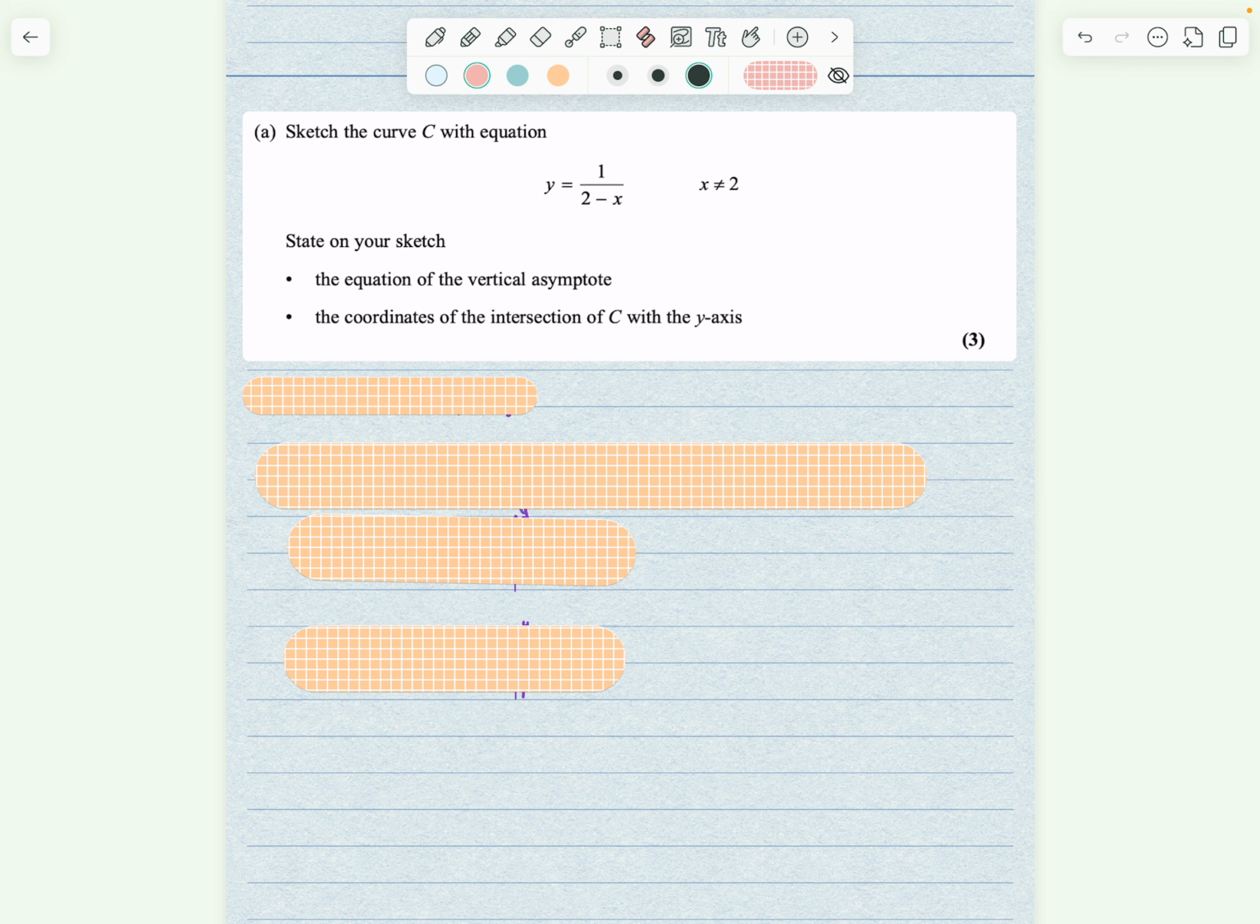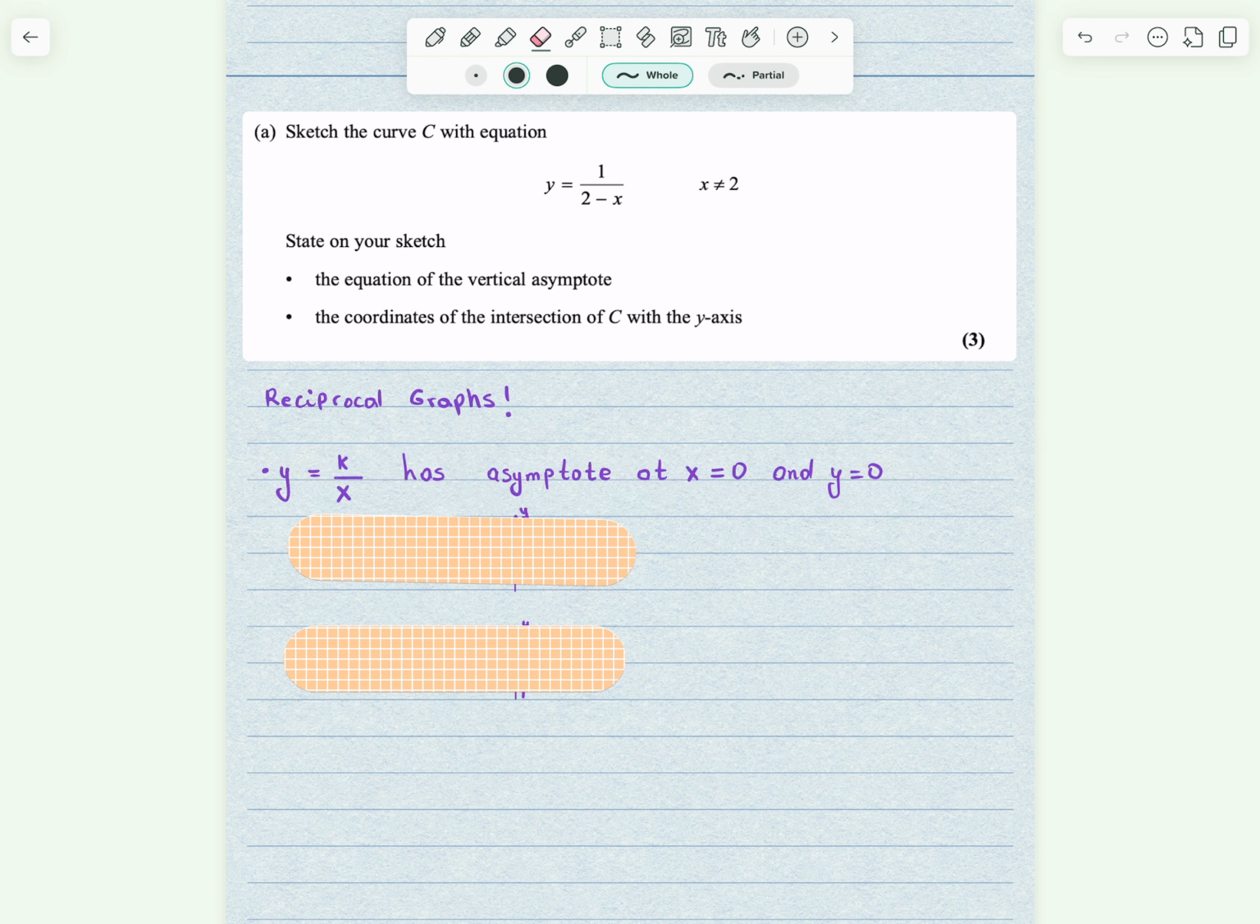Number 6, this question is about reciprocal graphs. Reciprocal graphs are a special kind of graph where we have asymptotes. This graph has asymptotes at x equals 0 and y equals 0 for the simple, or I'm actually calling them parent functions, k over x.